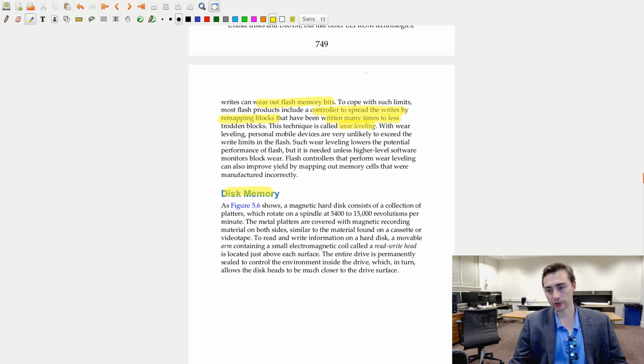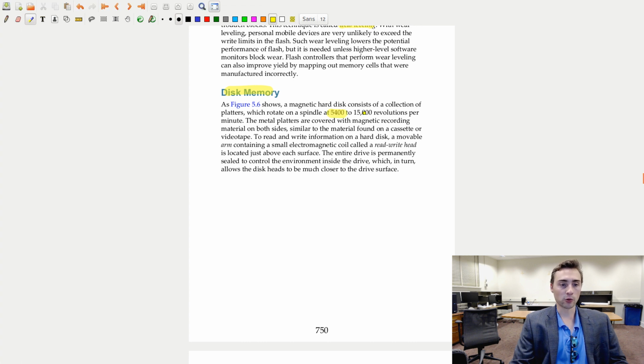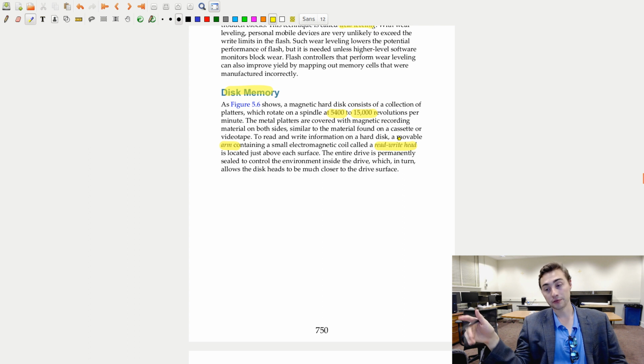We get to disk memory, the good old magnetic disk. As figure 5.6 shows, a magnetic hard disk contains a collection of platters which rotate on a spindle from 5400 to 15K revolutions per minute. We have a read-write head arm, a movable arm that has a small electromagnetic coil called a read-write head. So we're physically having to move something now to access data. If we wonder why it's slow, well, for none of the other technologies do we have to do something physical. We're sending electrical signals. So that's why disks are slow.